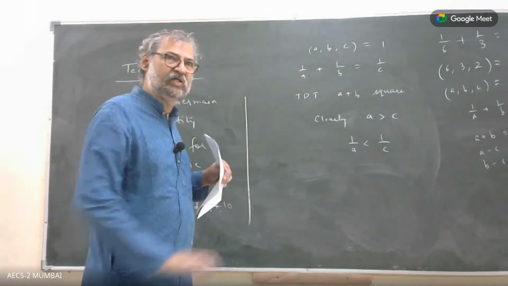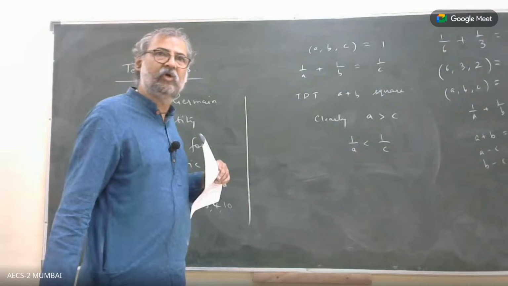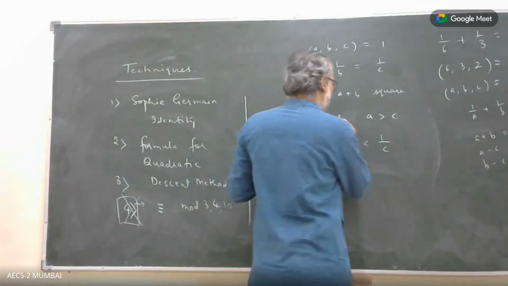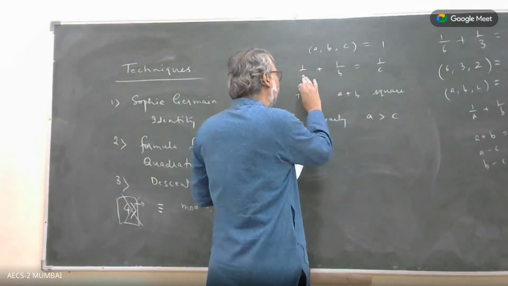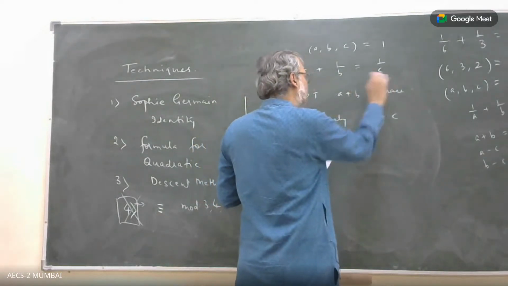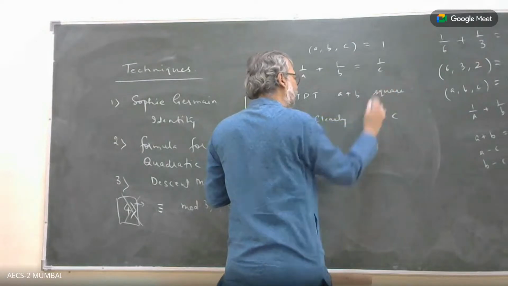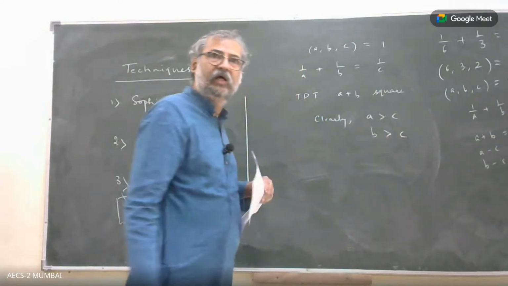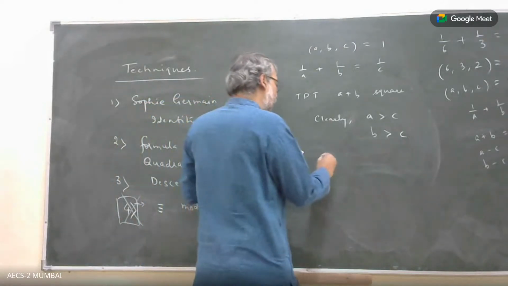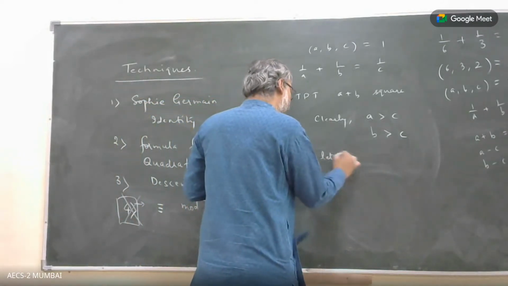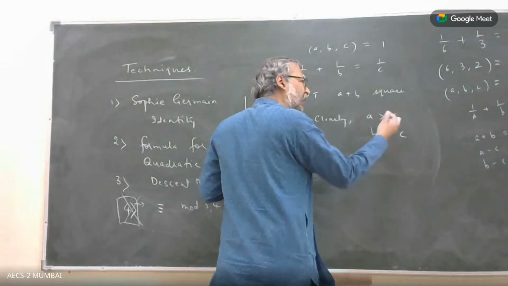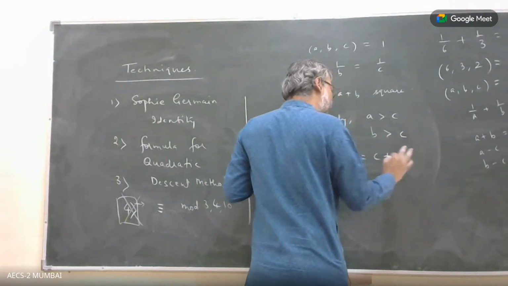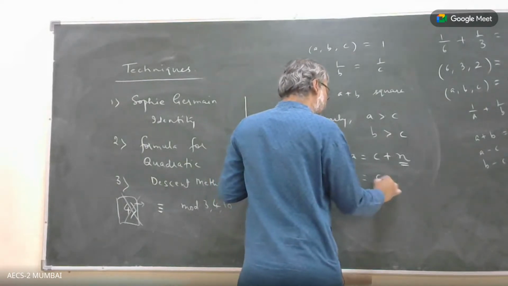Or if you are looking, this is a little theoretical. Look at it. If 1 by A plus 1 by B is 1 by C, A will be greater than C, and similarly B will be greater than C. Now, because A is bigger than C, I will put A equal to C plus some number, and similarly B equal to C plus something.